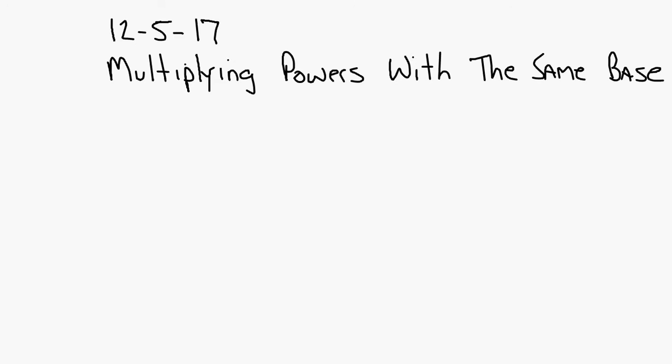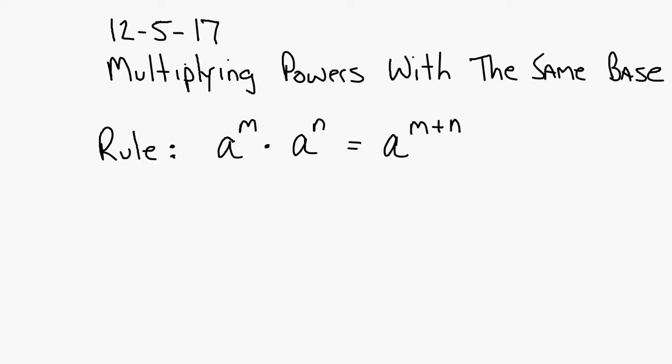All right, here's the rule for multiplying powers with the same base. If you have a and it's to a power, a is the base, and you have to multiply it by something else with the same base, but to a different power. The rule is that you take the powers and you add them together. So if you have a to a power times a to another power, when you simplify it, it's equal to a to the m plus n power. And this would be considered simplest form.